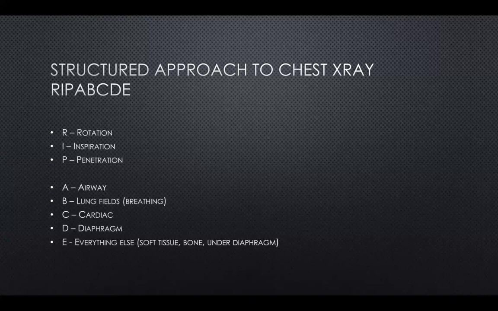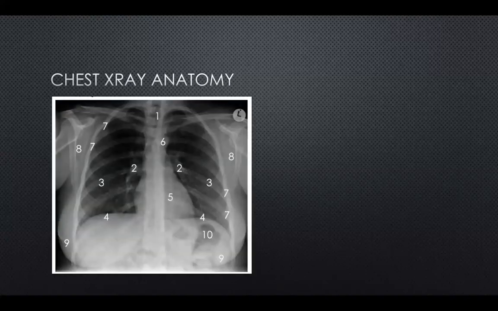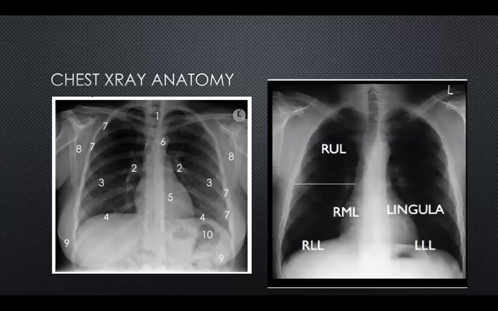Bones, are there any rib fractures, any humeral fractures that you can see? Can you see bony mets everywhere? There's so much to be gleaned from all of the other things. And then under the diaphragm. So we'll go through the kind of things that you can find under the diaphragm. So just looking at the chest X-ray anatomy.